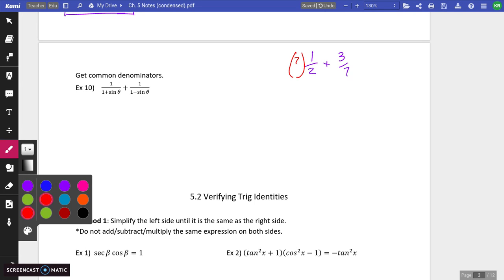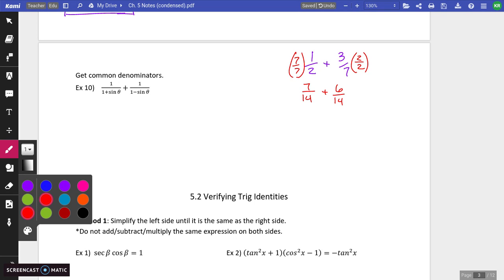So on this one, I'm going to need a 7/7. I'm going to make 14. Okay, so I need a 7/7. This one needs a 2/2. Okay, now they match, and I can add them together.